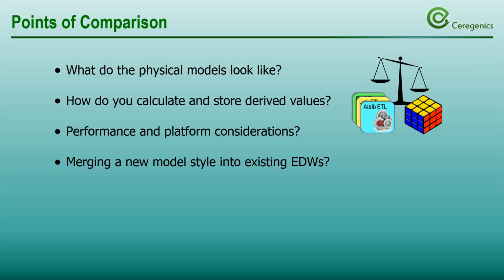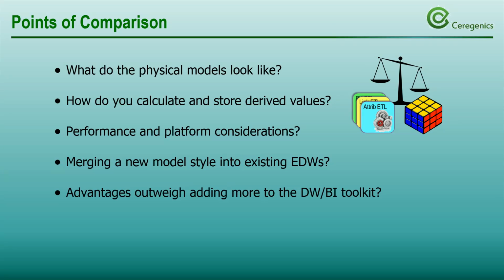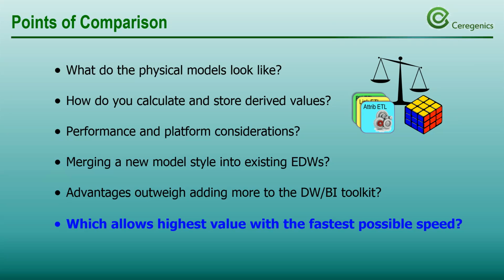Can you merge a hyper-modeled application with an existing traditionally modeled enterprise data warehouse? Do the advantages of either hypermodeling approach outweigh the cost of adding more techniques that clutter up my department's DWBI toolkit? Which approach allows the highest value with the fastest possible speed? Look for videos from Ceregenics in the future where we will address these questions one by one.